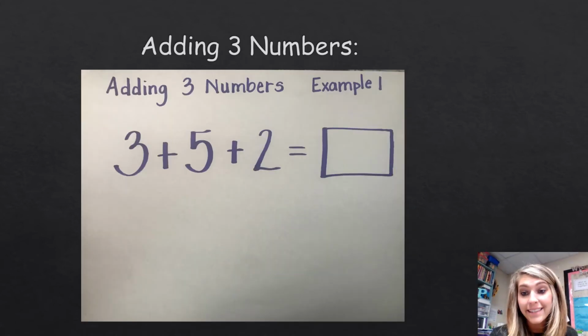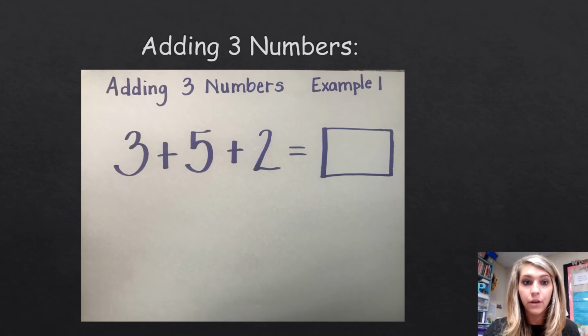So for today's lesson, we're adding three numbers. We're going to use those strategies that we just reviewed. So I'm going to look at the addends that I have. I have 3 plus 5 plus 2. I am going to use the counting on strategy, and I am going to find the greatest number in my addends, and I can see that that is the number 5.